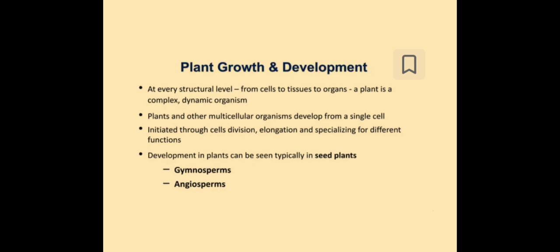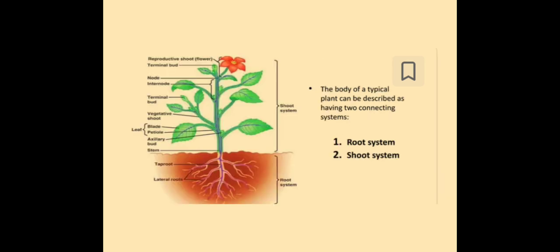Plant growth and development. At every structural level, from cell to tissue to organ, a plant is a complex dynamic organism. Plants and other multicellular organisms develop from a single cell. Seed plants are of two types, gymnosperms and angiosperms. There are two systems in plant structure: root system and shoot system.